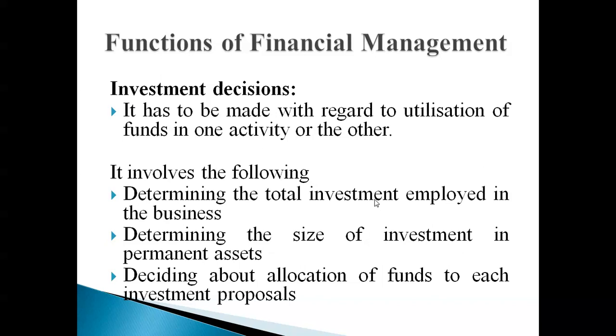It involves the following: determining the total investment employed in the business, determining the size of investment in the permanent asset. Okay, fixed asset, how much has to be there? Because the financing decision talks about the liability side, the investment decision talks about the asset side. Deciding about allocation of funds to each investment proposal.